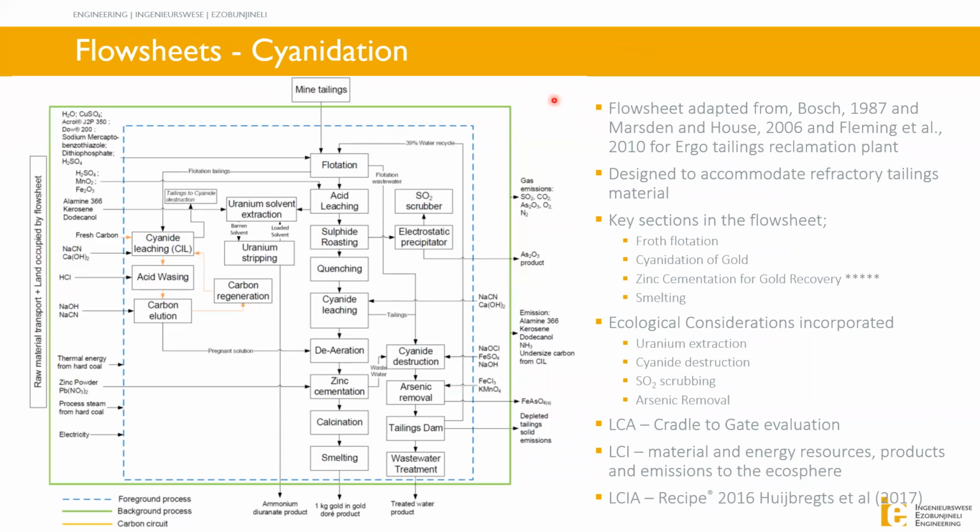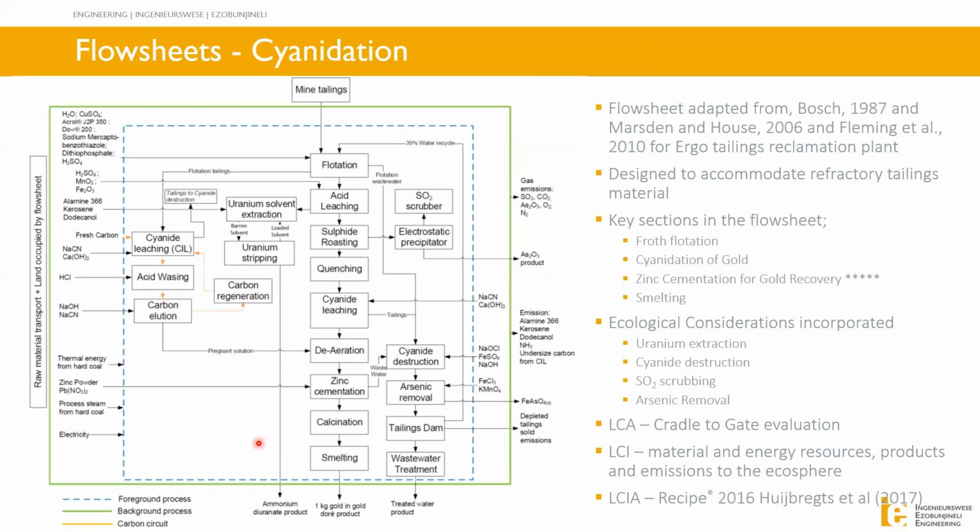So key sections in the flow sheet include froth flotation to concentrate gold-bearing sulfide material, cyanidation of gold as the key extraction method, zinc cementation for recovery of gold, and the particular choice here was informed by challenges in copper and gold separation at low concentrations during cyanidation. Then smelting to recover gold bullion.